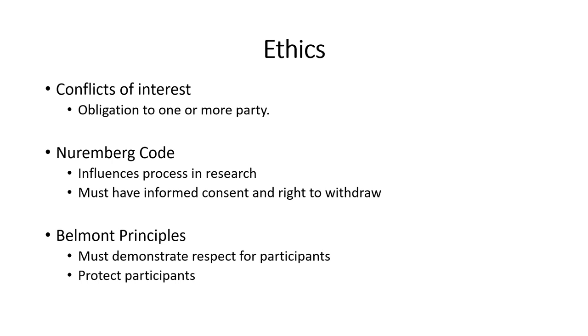Here, the influence process in research must have informed consent and the right to withdraw. So, subjects should be given the right to withdraw, and they should be given informed consent, as in they should consent to the experiment. The Nuremberg code basically comes from the Nuremberg trials, which happened after World War II, and a set of rules was prepared saying how experiments should be done on human participants. This implied that everybody has rights, so they should be allowed to withdraw from experiments whenever they want, and they should be informed beforehand. So, this is called the Nuremberg code.